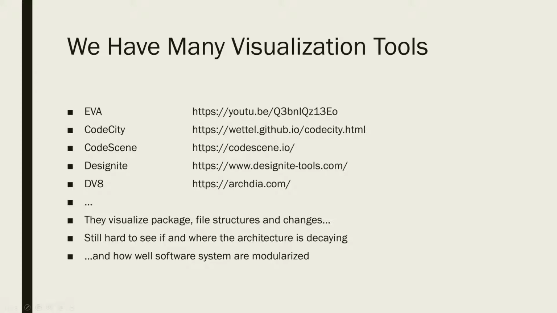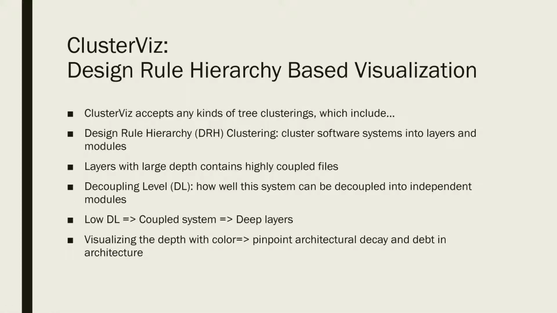While these visualizations provide little support for determining if and where the architecture is decaying, whether a software system is getting more or less modularized during evolution, or if one project is better modularized than another. We present ClusterViz, a tool that attempts to address these shortcomings.